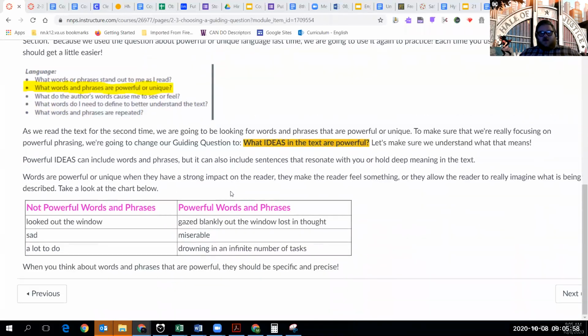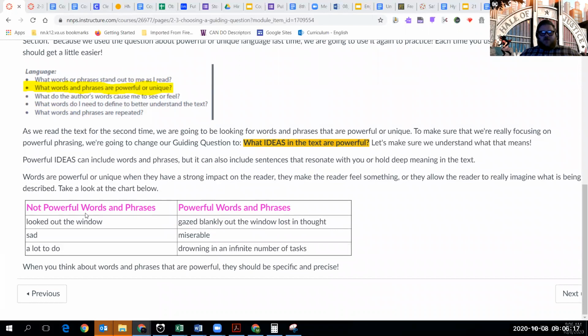All right, now we're going to go in and ask, how does the author get that message to us? We want to look at powerful words and phrases. So here's our guiding question. It's highlighted here in orange. What ideas in the text are powerful? We say powerful and we mean meaningful.